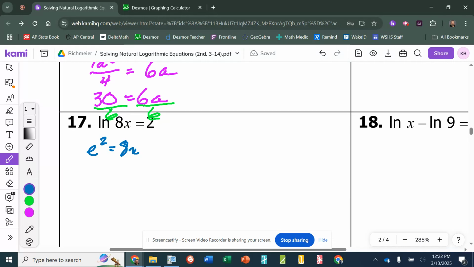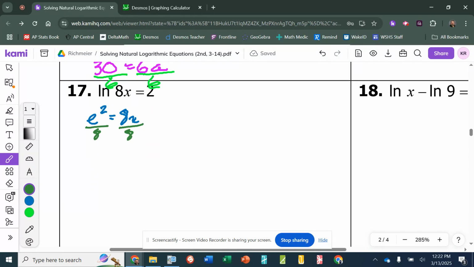So now what I'd want to do is come on back, and since I've got 8x, but I'm supposed to be solving for x, I'm going to come in and divide by 8. Those 8's will simplify out, and I'll be left with x is equal to e squared divided by 8.